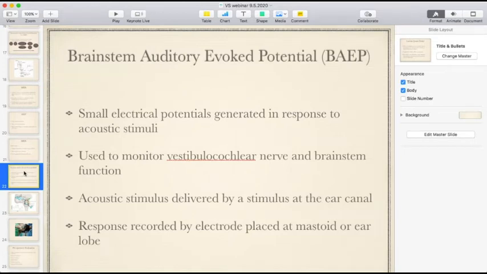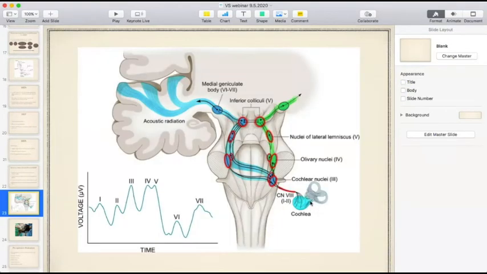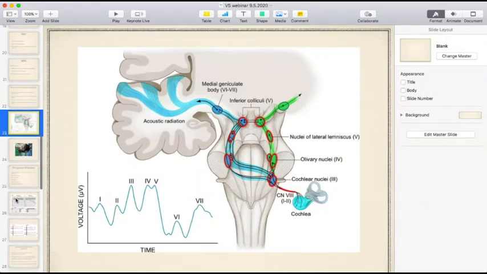mastoid or ear lobe. This is the auditory pathway starting right from the cochlea all the way to the auditory radiation and auditory cortex. Depending on the site of the lesion along the auditory pathway, it is represented by a respective waveform in the brainstem evoked potential. It is important to note that for vestibular schwannoma patients, the cisternal component of the vestibulocochlear nerve is at risk, and that is usually indicated by wave 2 to wave 5 delay, latency, and the amplitude.